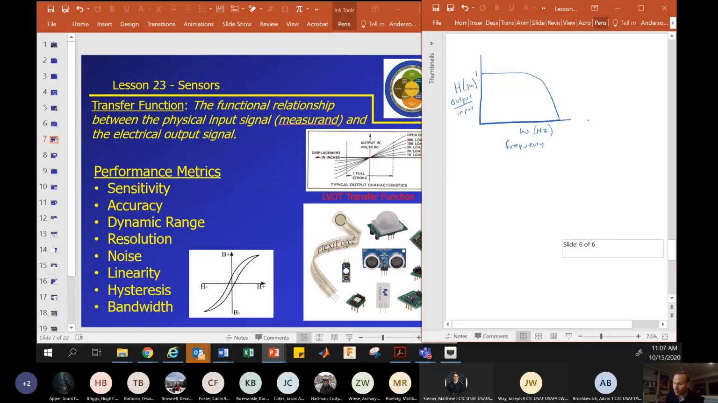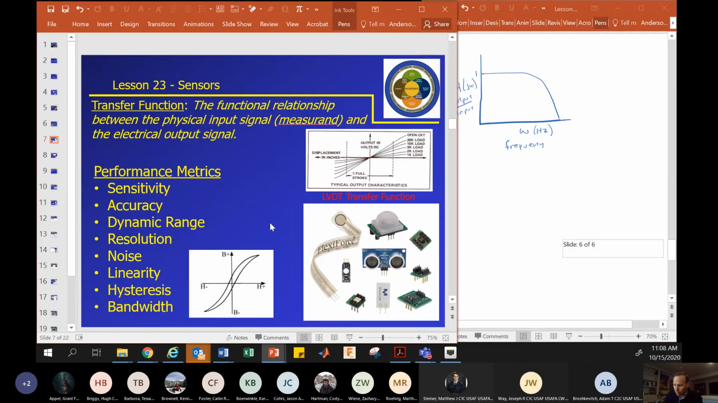On the other hand, accelerometers usually don't work very well at low speeds if it's using an inertial measurement system. Okay. So anyway, those are the typical performance metrics. All right.